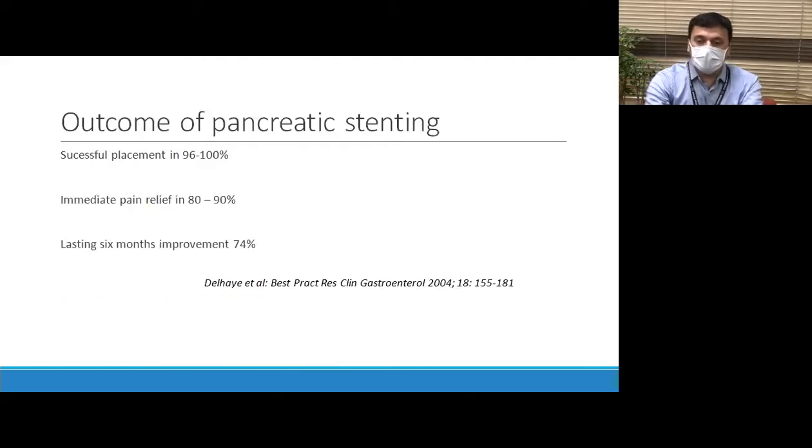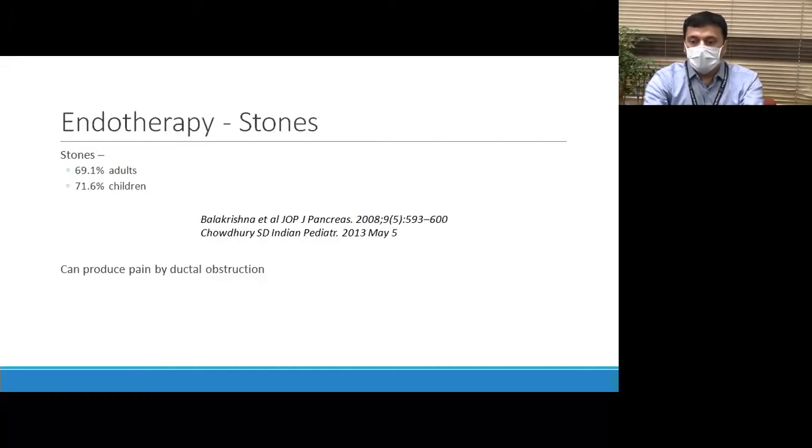So, following pancreatic stenting, successful placement was noted in nearly 100% of the patients, immediate pain relief was noted in about 90%, and up to 74% of the patients had 6 months of pain improvement. There is a series that showed that for patients with stones, nearly 69% had improvement of pain with endoscopic placement of the pancreatic stent, and nearly 70% of the children were also found to have a similar result, so similar results were found in both groups, adults and pediatric.